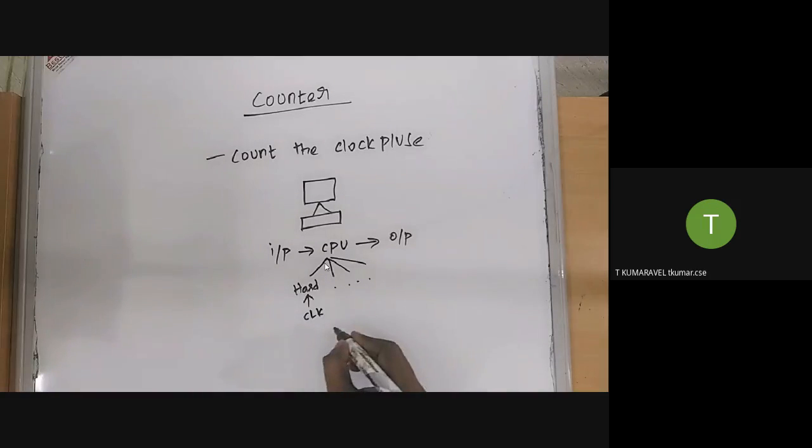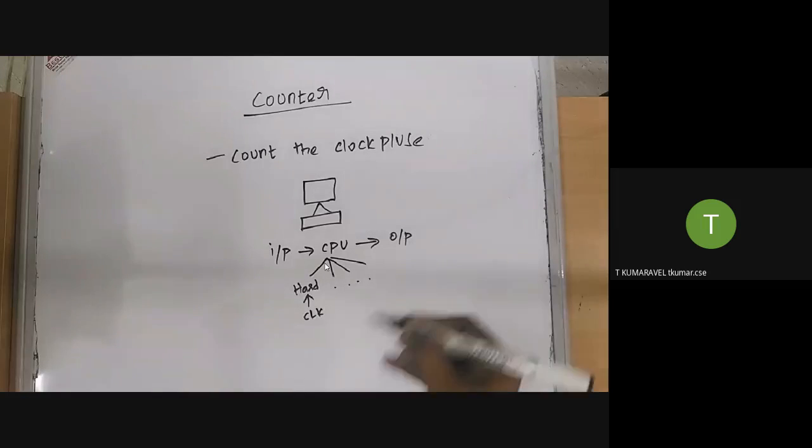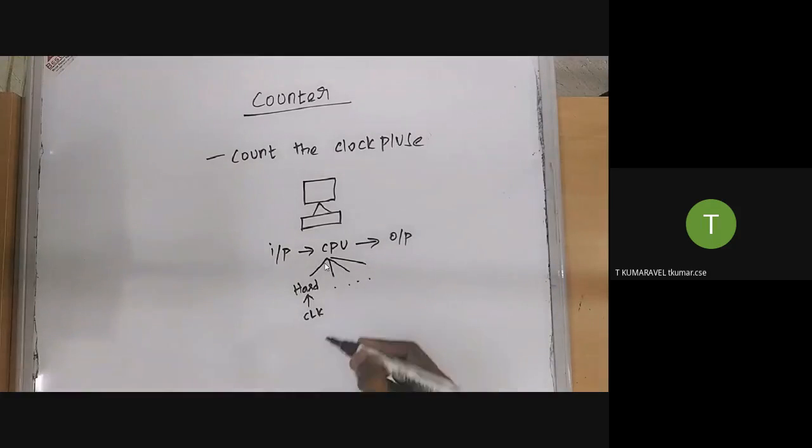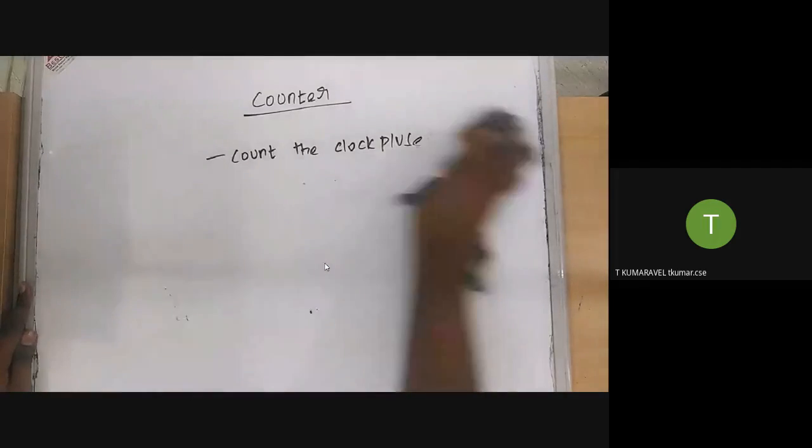In this scenario, the counter is going to count. For example, one of the counters is associated with the hard disk. In order to generate the proper output, how many clock pulses it is going to take, that task is carried out by the counter. That is one of the applications. The counter is otherwise called a frequency divider.